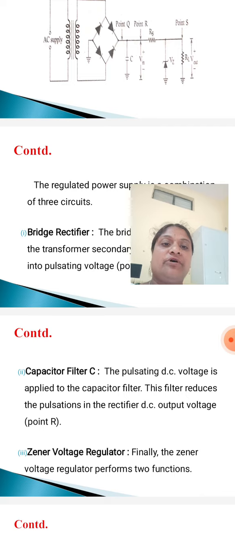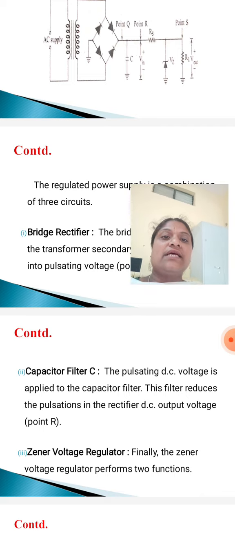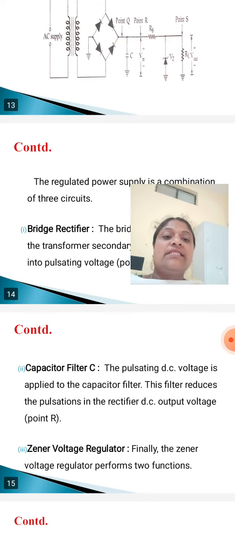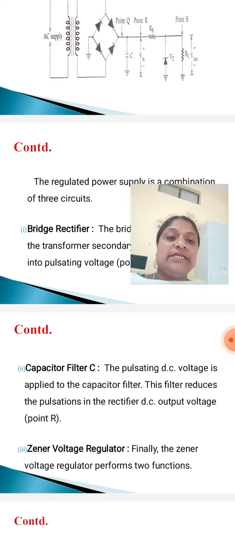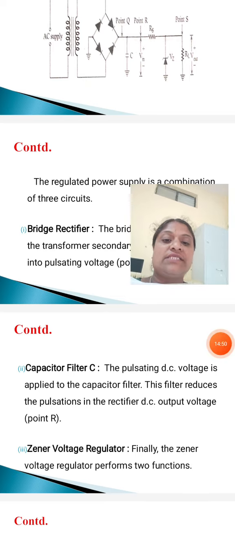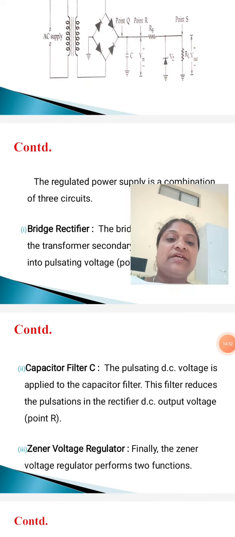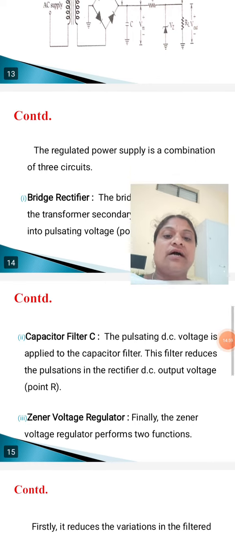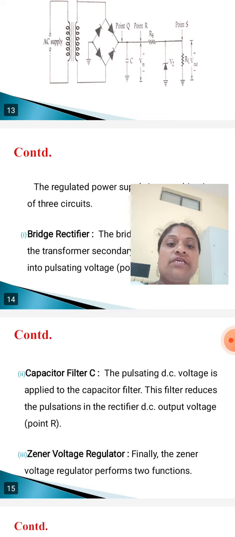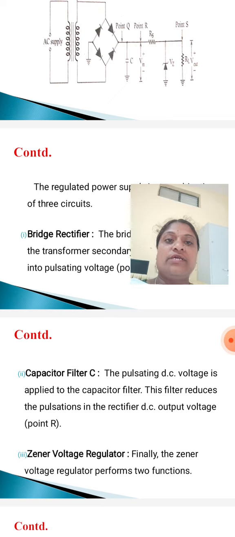I repeat this point also. The second circuit is the capacitor filter circuit. The output of the bridge rectifier is nothing but pulsating DC voltage. This pulsating DC voltage is applied to the capacitor filter circuit. This filter reduces the pulsations in the rectified DC output voltage at point R. And the third circuit is nothing but the Zener voltage regulator.